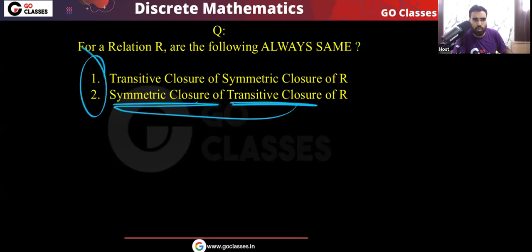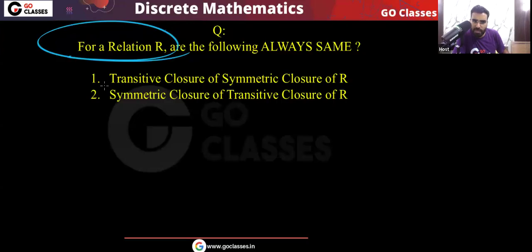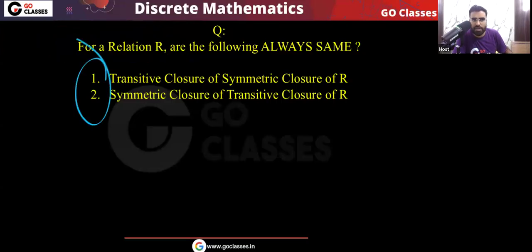Means these two may or may not be different for a relation R. For a relation R, remember, they may be the same or they may be different. So there is no guarantee that they will be the same. So I can say symmetric closure and transitive closure are not commutative. Okay, I hope it is clear.